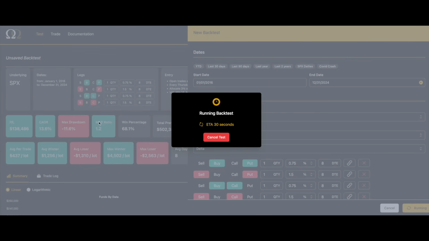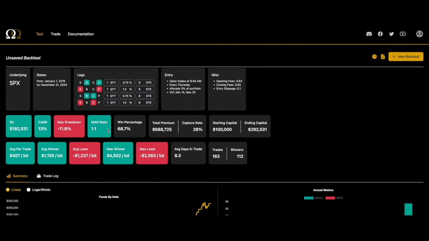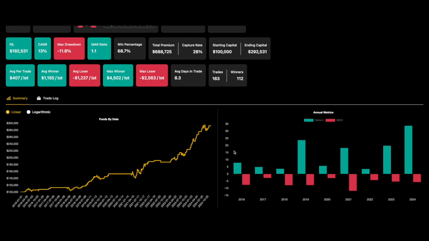Would you trade something with a MAR of 1.2 on a 3% allocation? Most people probably no. It's got a 68% win percentage. That's not bad. Here's what's interesting. Your averages are pretty close, and your max winner has a much bigger potential than your max loser. So a lot of people might look at the MAR and go, again, MAR is a function of these other things. Okay, here we go.